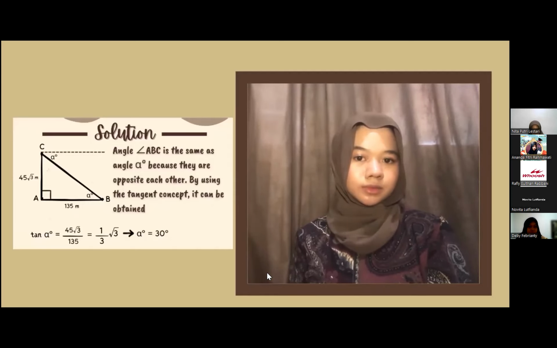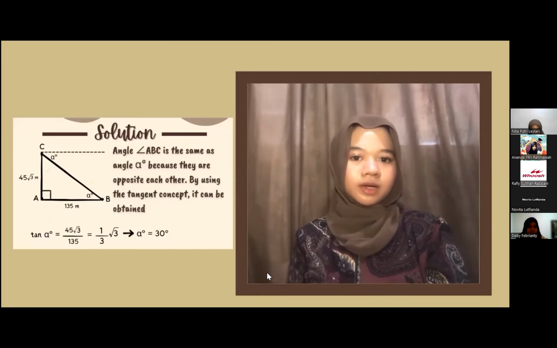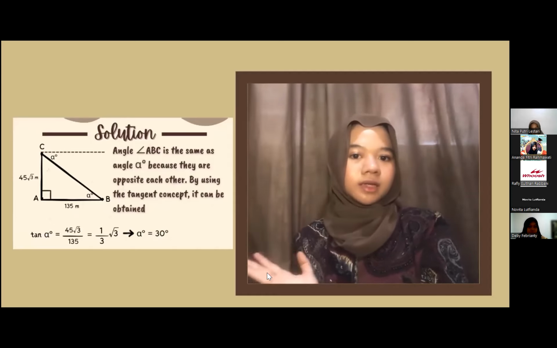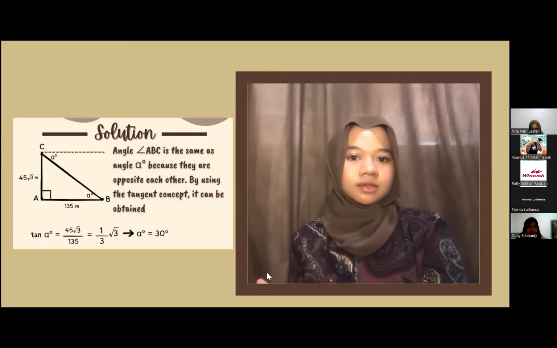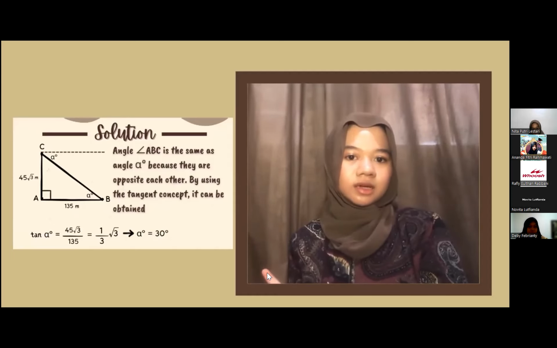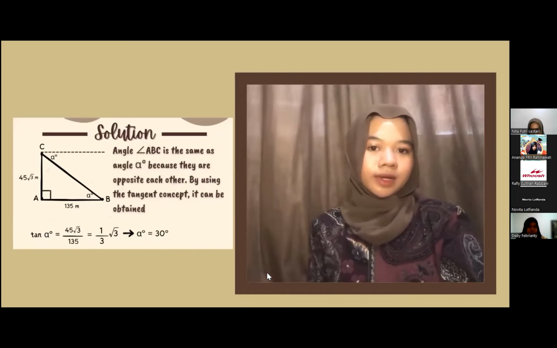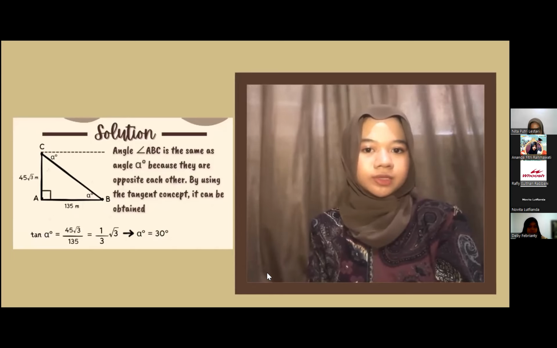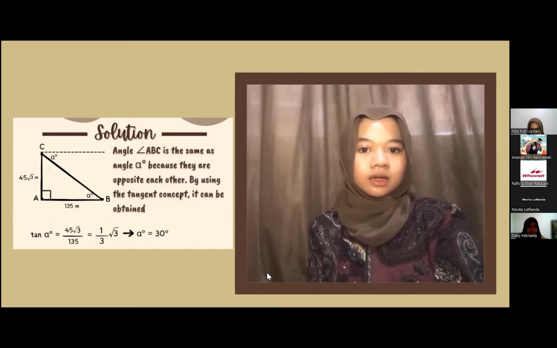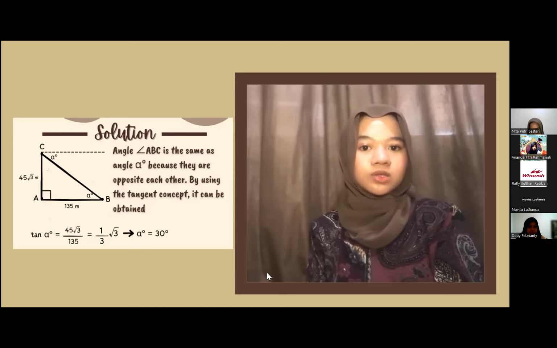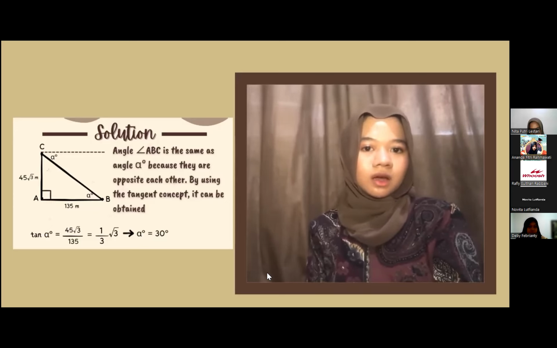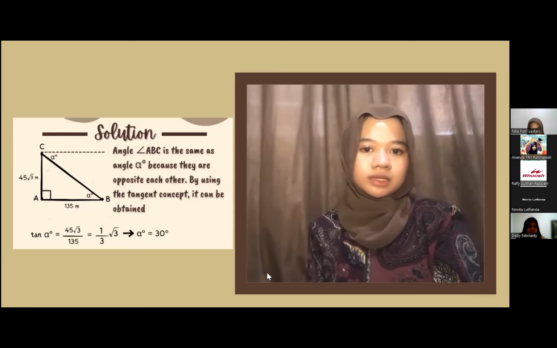The solution to this problem is that it looks like a right triangle in the image. Angle ABC is the same as angle alpha because they are facing each other. By using the tangent concept, it can be obtained that tangent alpha is equal to 45√3 over 135, which is equal to 1 over 3√3. So alpha is equal to 30 degrees. So the angle of depression formed is 30 degrees.